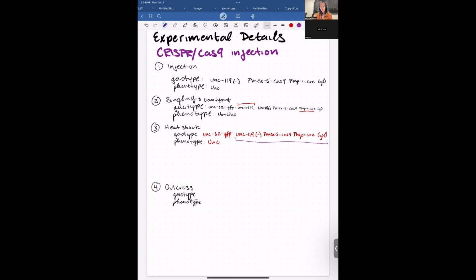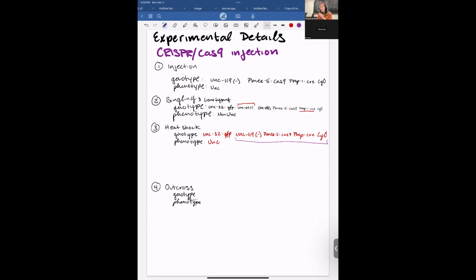Because we just want UNC32 GFP, we can cross UNC32 GFP worms with all of this other stuff in the genotype with a wild type animal. And this would make all of this heterozygous. Then in the self-fertilizing progeny, we can select for worms which just have UNC32 GFP.